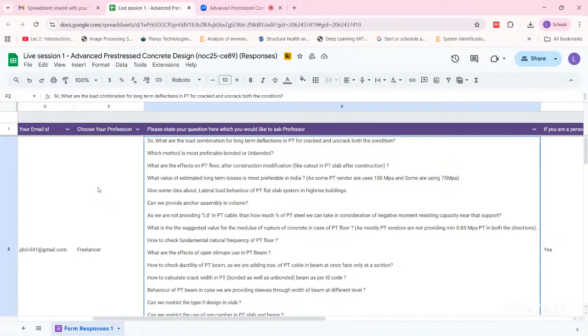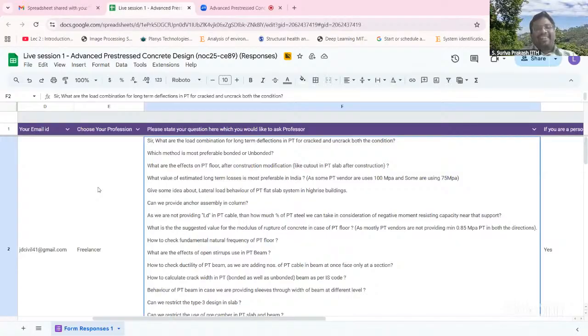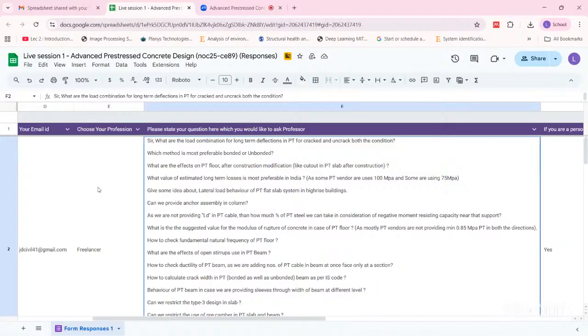No, yes, clear. But sometimes what happens at site, due to a higher number of cables and congestion, they are arranging the anchor plates in a staggered way. Then in some parts, anchors are beyond the column face and at the start of the beam. In such a case, we are taking a lesser percentage of PT steel for consideration of moment resisting capacity near the column, at the column face.